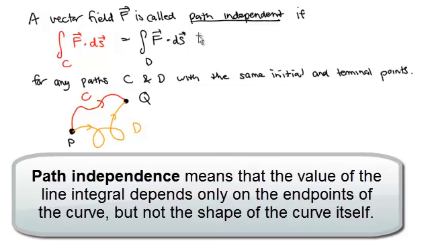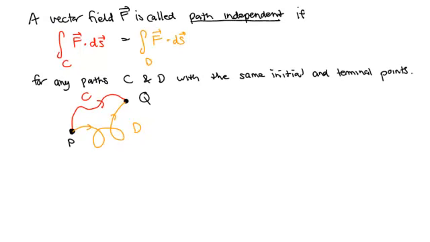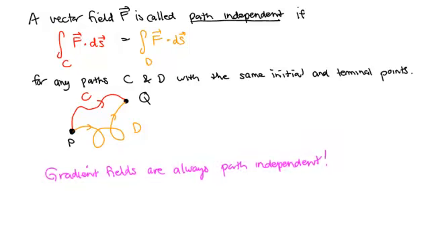Now, it might seem pretty amazing that any kind of vector field could have this property, that it could be built in such a way that no matter how you draw the curve, you always get the same value, no matter what. But it turns out that there's one type of vector field for which this works all of the time. And those are the gradients. Gradient fields are always path independent. This is a consequence of something called the vector field fundamental theorem of calculus.